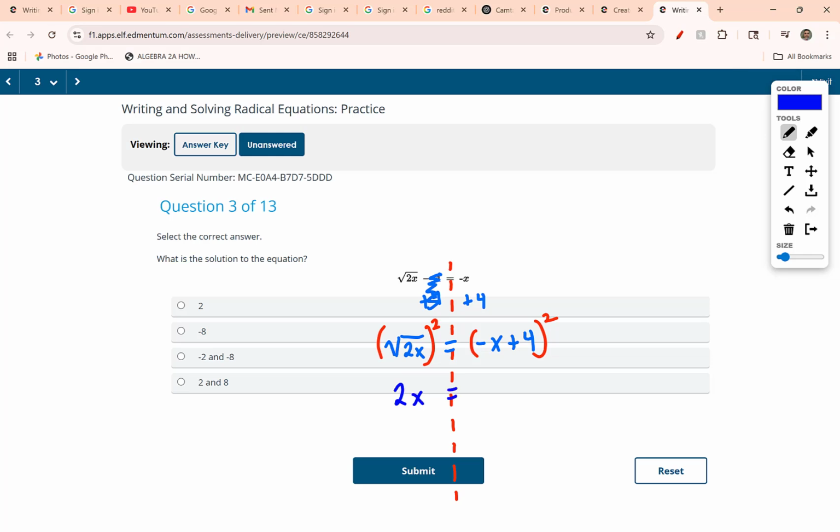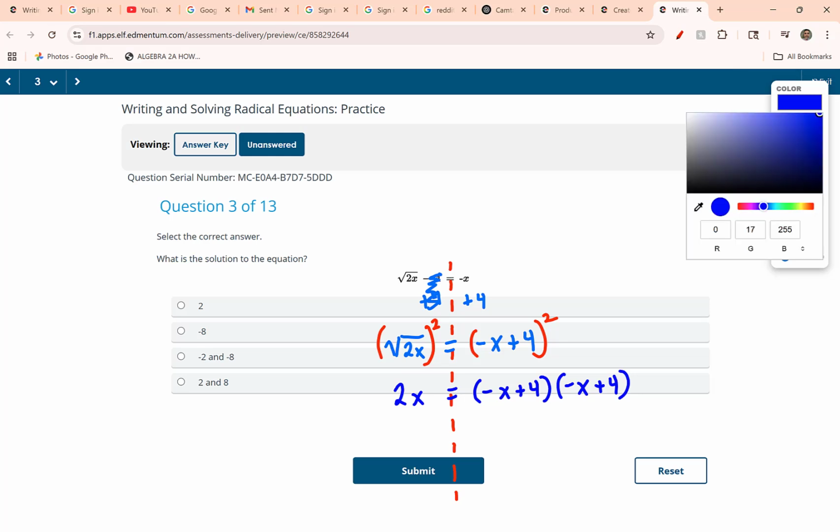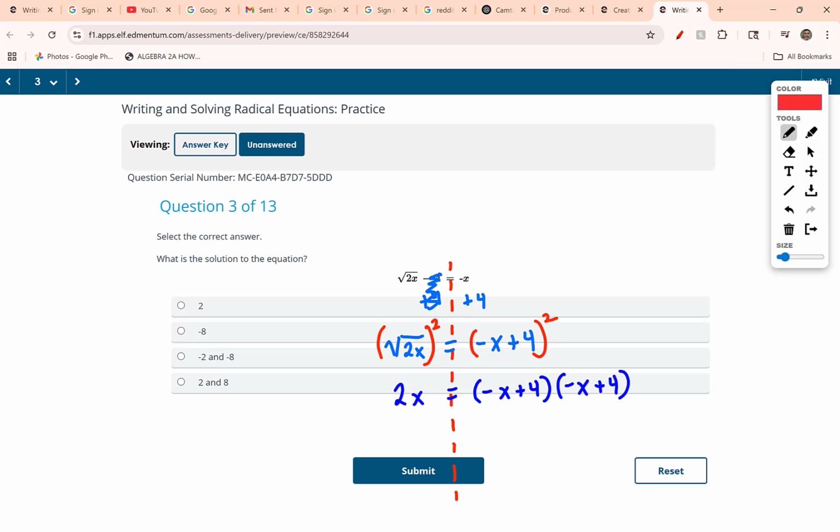Now the right side's a little more complicated because when you square a binomial, really what you're doing, when you square something, especially when it's more than one term, is multiplying it by itself. So we need to write this out and perform multiplication. This is going to be the double distributive property, the FOIL method, box method, however you learned it. First, we're going to distribute that negative x and multiply it times the other negative x. Negative x times negative x is positive x squared. Then negative x times 4 gives us negative 4x.